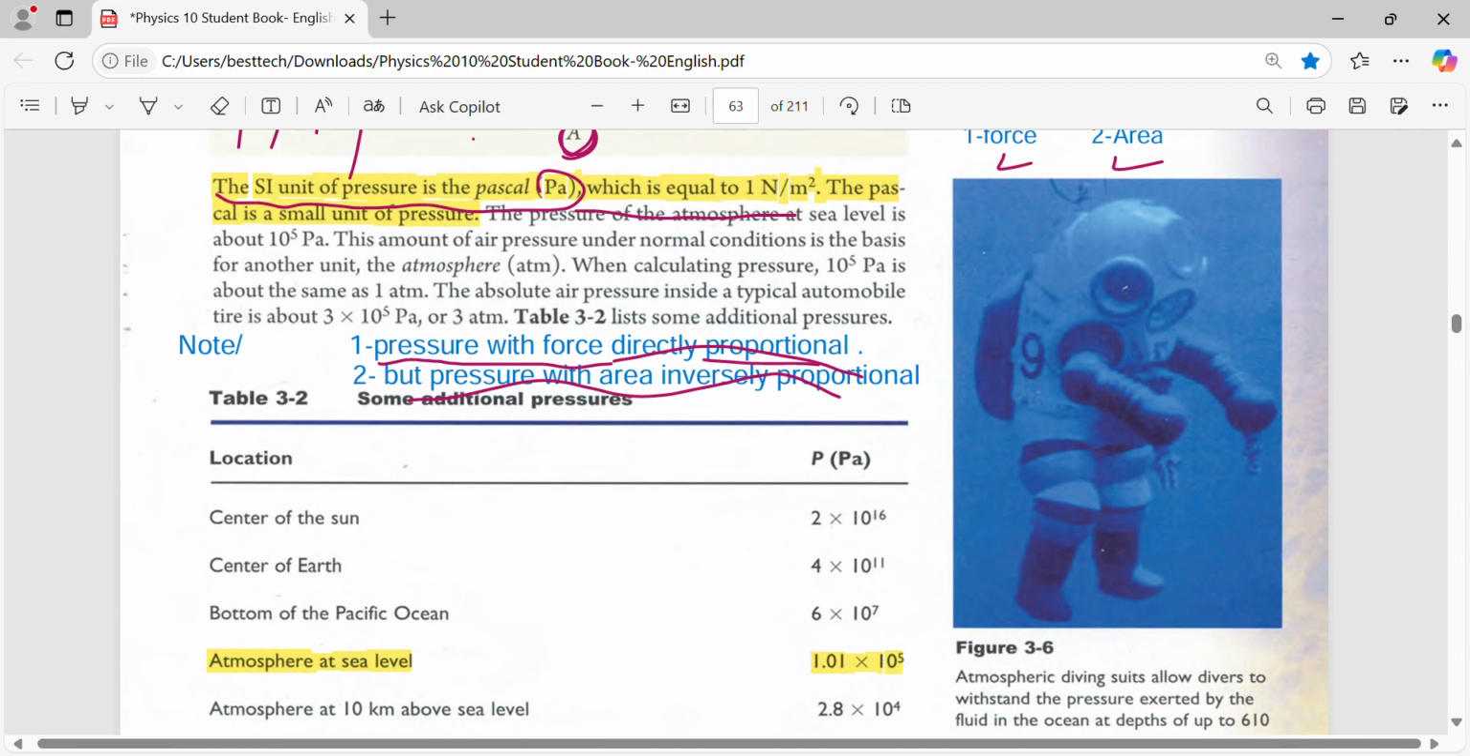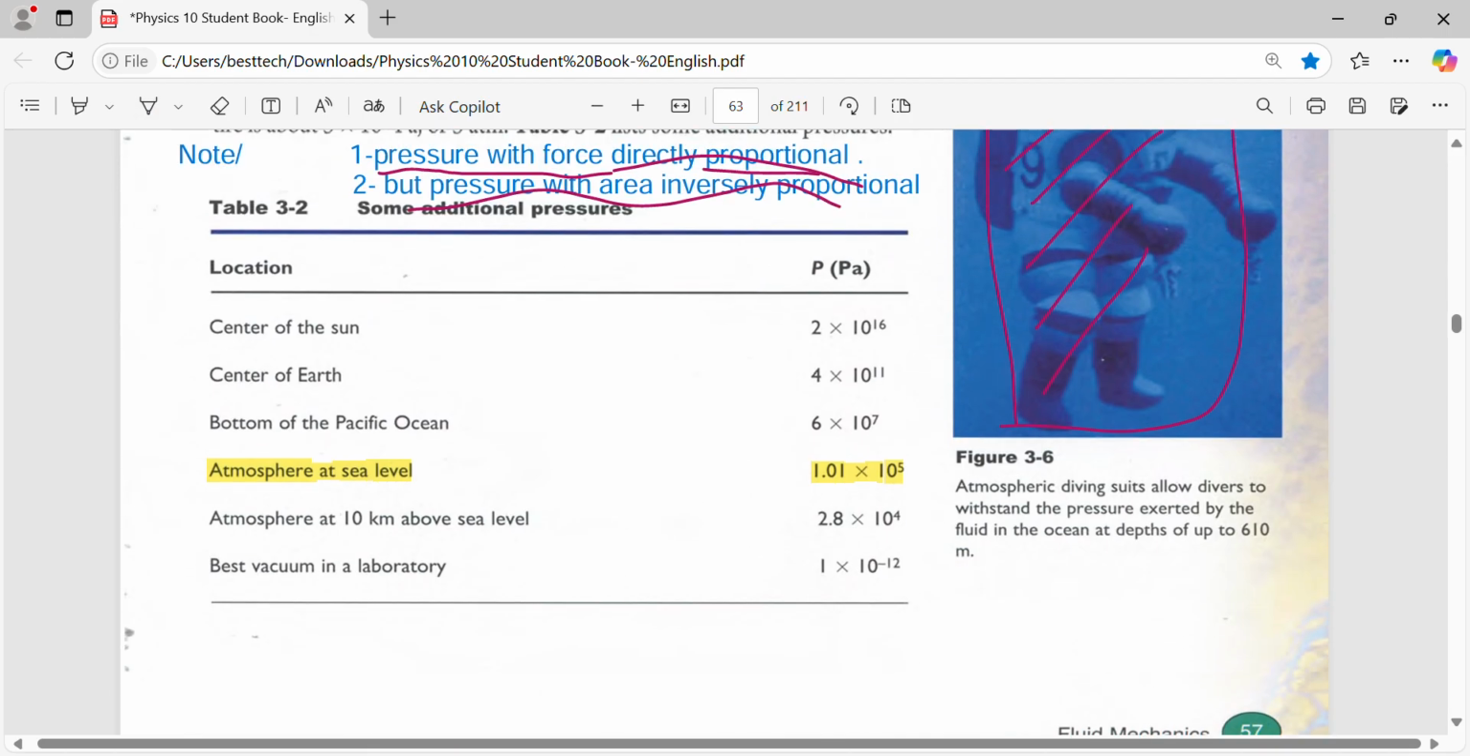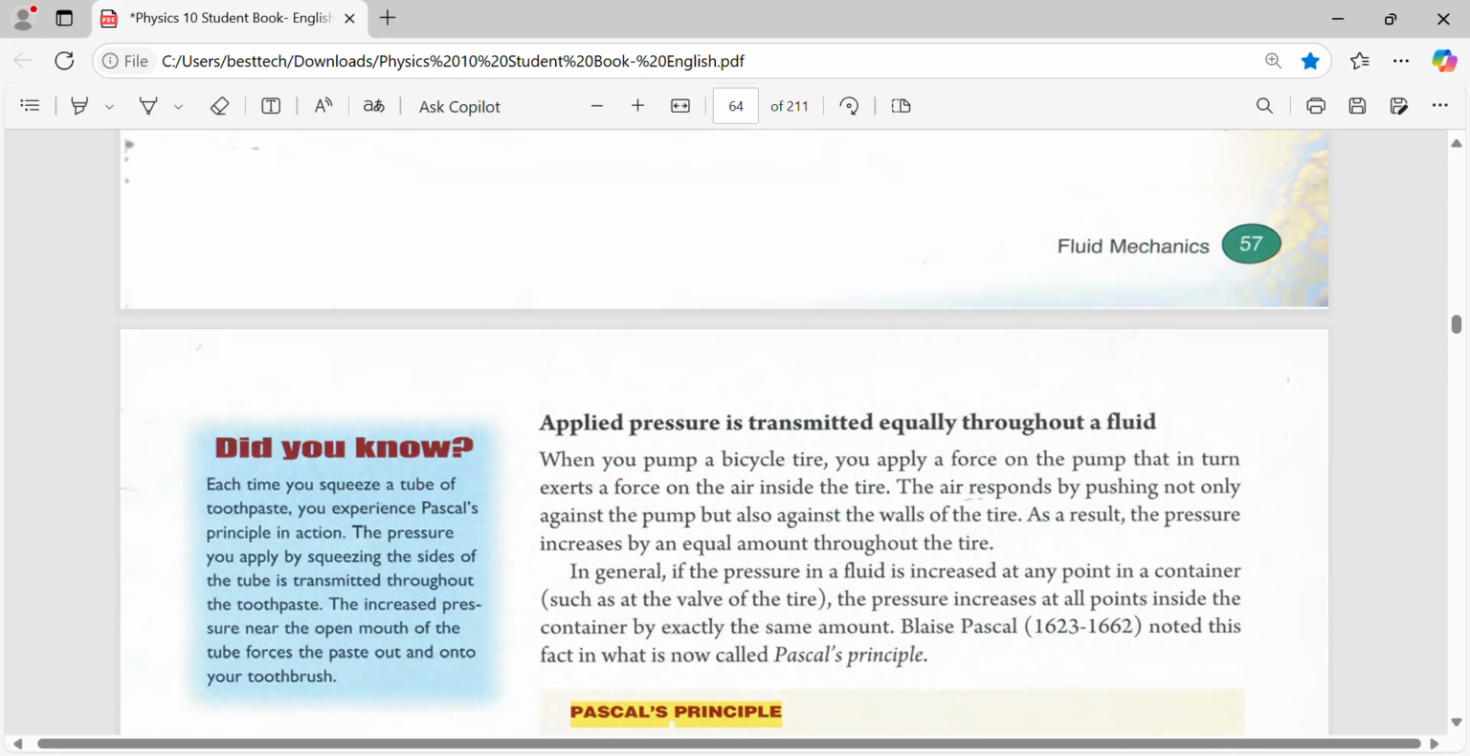Okay. Guys, look at this picture. This person is under the water, so they are wearing this clothing. Why? Because the person is under the water, there is a lot of pressure on this person. That's why they have to wear some heavy clothes to protect themselves from the pressure. Guys, this table shows the pressure in different positions, just for understanding, not that important to memorize.